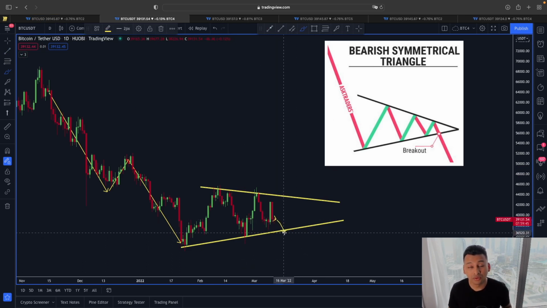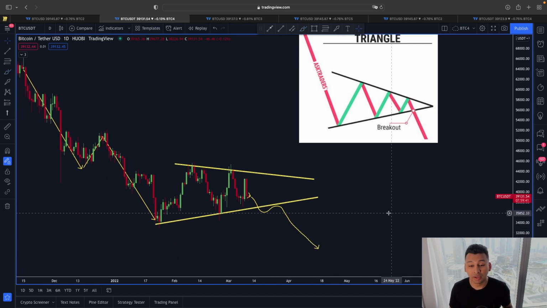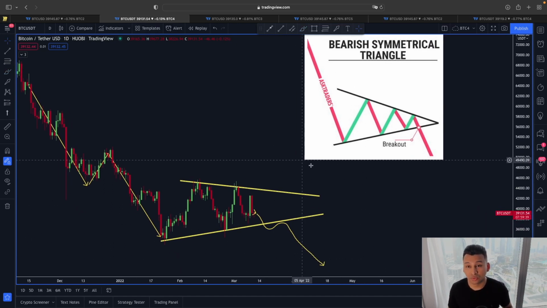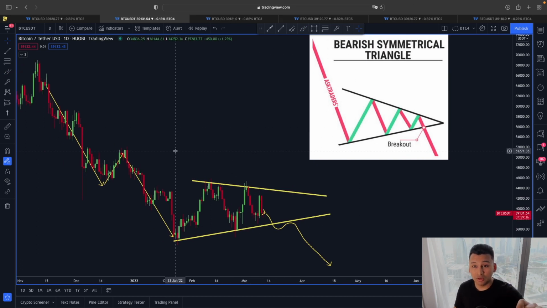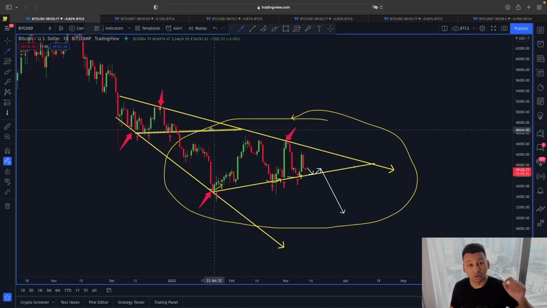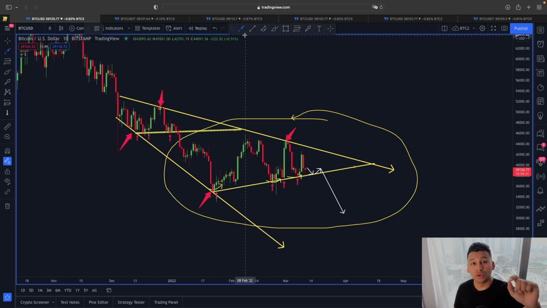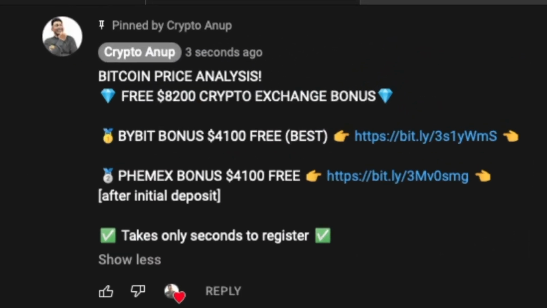Because failing to find support, you can see, could be the beginning of another bigger price retracement, just like shown here in an example. And not only because of this symmetrical triangle or this rising trend line, but also if we look at this one example here.